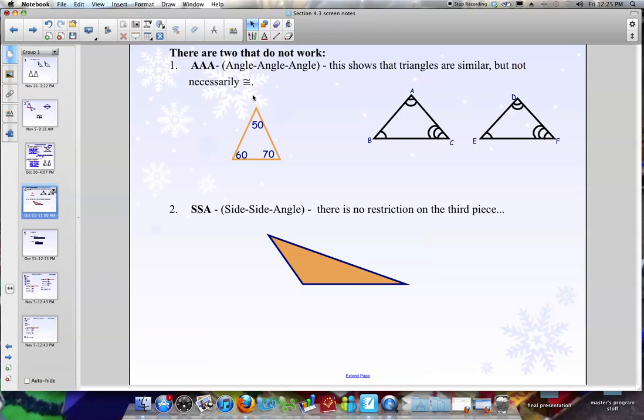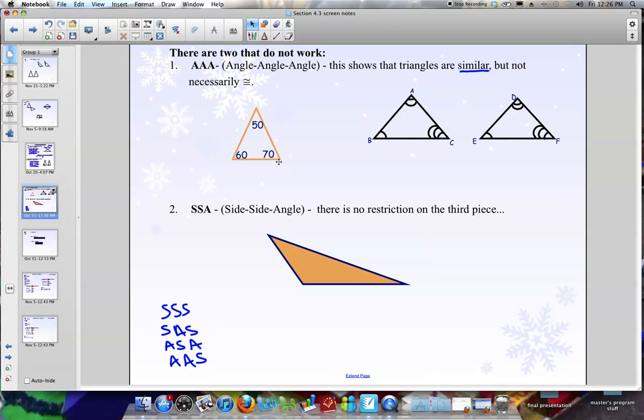There are two that don't work. After the last two lessons, we know that the ways to prove that two triangles are congruent are using side side side, side angle side, angle side angle, and angle angle side. Kids want to try and use angle angle angle. That one does not work. That one shows that the triangles are similar, meaning they're the same shape, but not necessarily the same size.